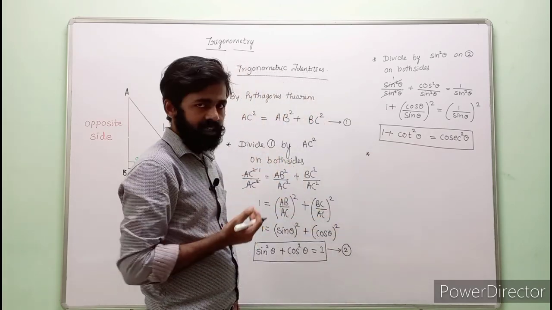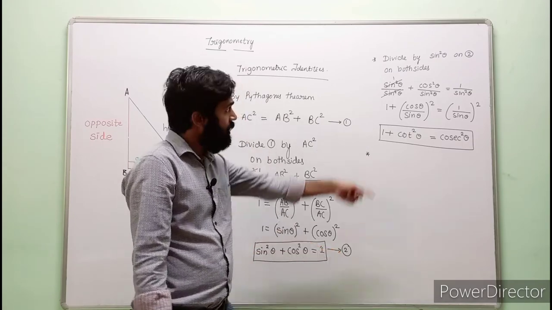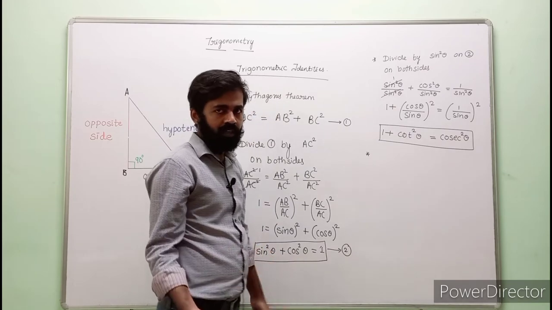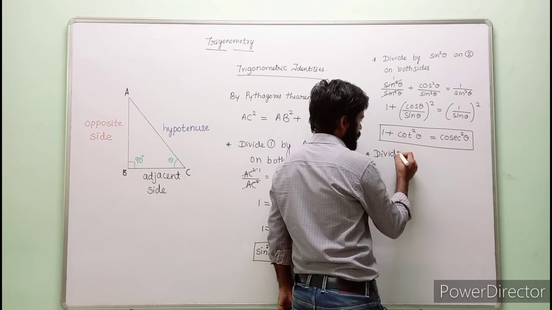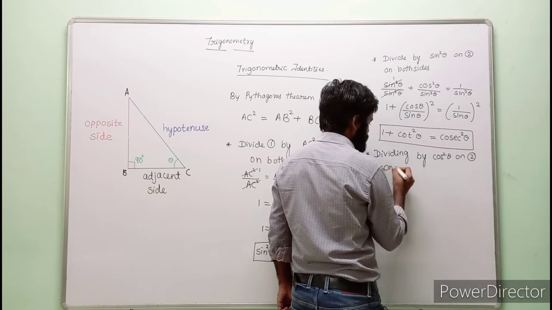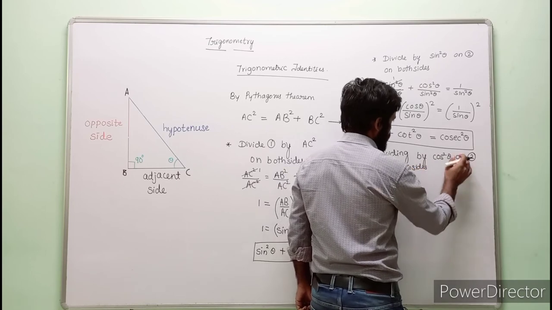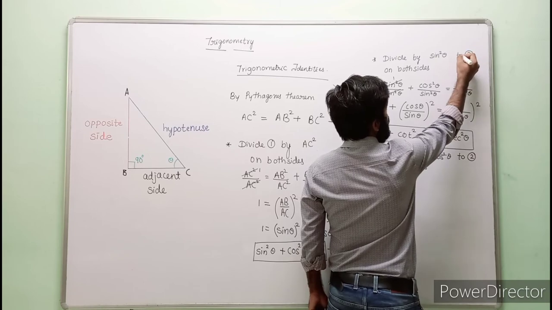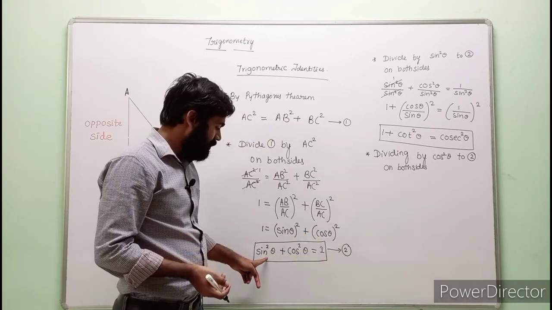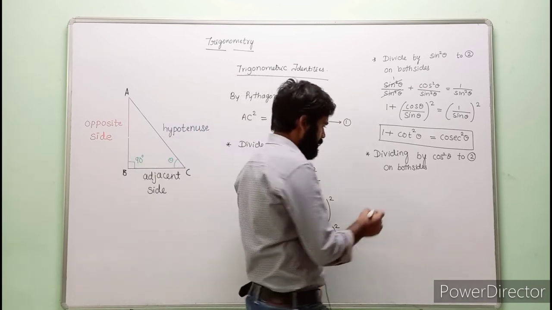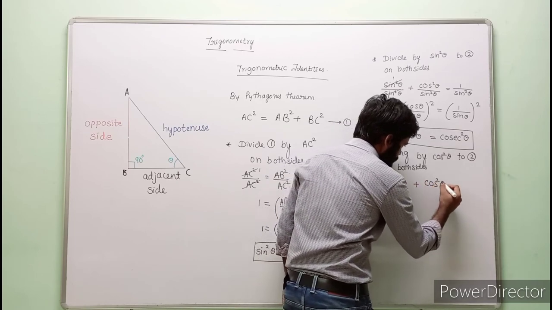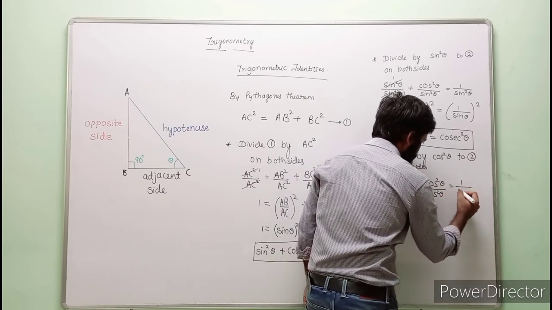Now let's see the third identity. To see the third identity, for the same equation 2, instead of dividing by sin square theta, you divide by cos square theta. Dividing by cos square theta on equation 2 on both sides, what do you get? Sin square theta by cos square theta plus cos square theta by cos square theta equals 1 by cos square theta.